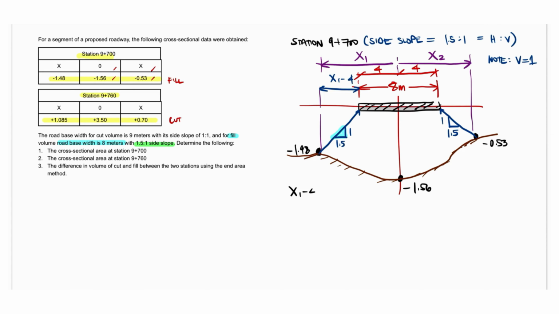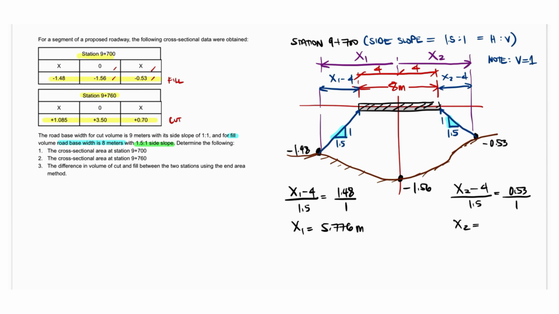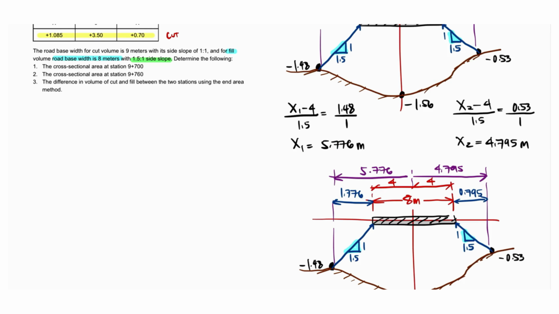Using the concept of similar triangles, we form the equation (x1 minus 4) over 1.5 is equal to 1.48 over 1. Solving this, we obtain x1 as 5.776 meters. Applying the same procedure on the right side, we form the equation (x2 minus 4) over 1.5 is equal to 0.53 over 1. Solving this, we obtain x2 as 4.795 meters. Now, we complete the horizontal distances of the terrain to proceed with the computation of the cross-sectional area.